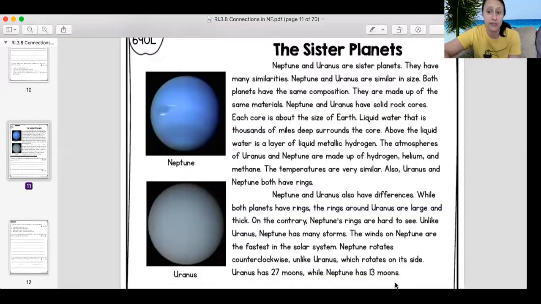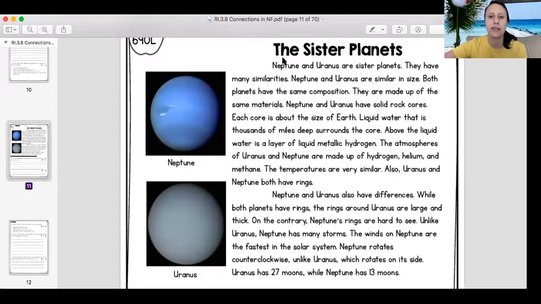So we are going to be reading a passage about the sister planets. And they're called sister planets because they're similar to each other. Like when you have a brother or a sister, you may have some features that are the same, but you're not exactly the same. So we may be looking at how they're a little different. So the first thing I'm going to do is read this passage. So please follow along as I read it. Okay?